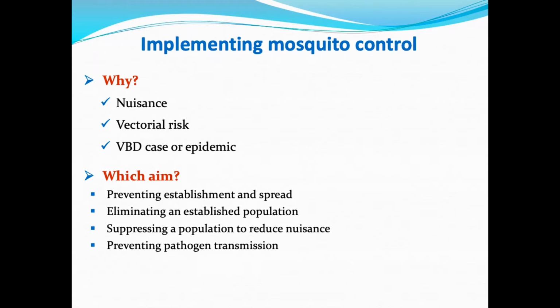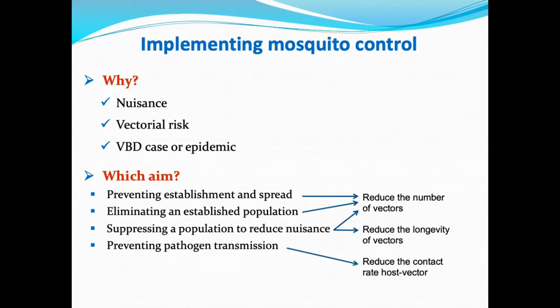The talk of Norbert was a good example, because at the beginning they aimed at elimination, but now they just want to suppress the population because they cannot achieve elimination anymore. And you can also prevent pathogen transmission. And of course, you can have two aims together as well. According to the aim, in practice, you can reduce the number of vectors. That's in most of the cases. In the first three cases, you can reduce the number of vectors, but you can also aim at reducing the longevity of the vectors.